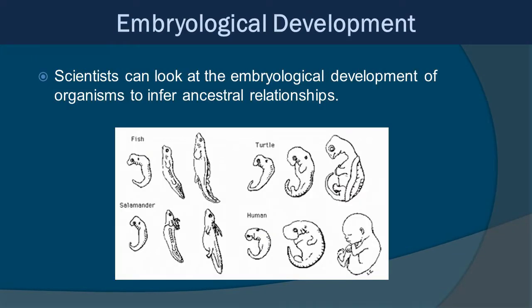So to add some depth to how we find out these relationships, let's look at embryological development. Now, scientists can look at embryological development of different organisms to infer ancestral relationships. For example, you can see here, this is a fish, salamander, turtle, and human embryo. Now, if you go to these earlier forms of the embryo, towards the left of each of the series, you'll notice that they look very similar. And then they start to differentiate as they get older and develop.